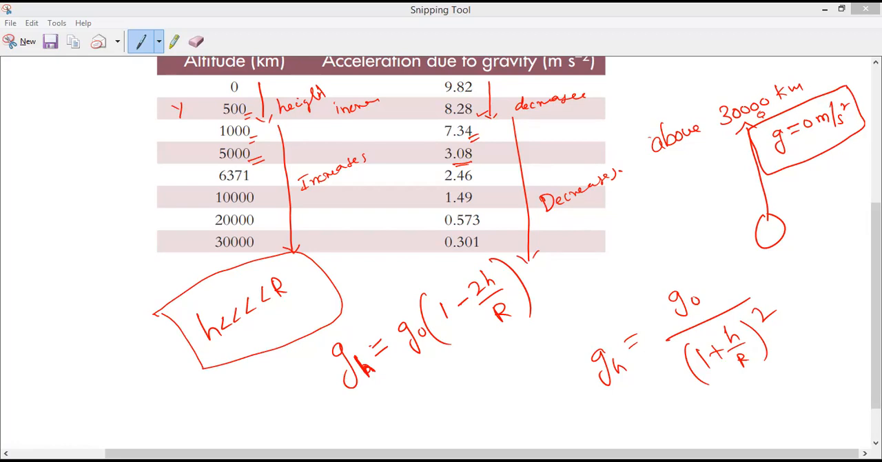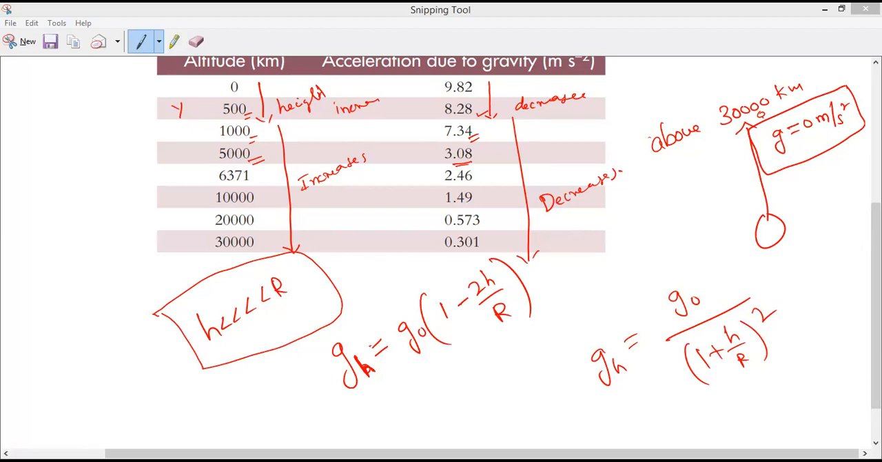Now, I want one help from you all. What is the formula for calculating the mass of a spherical object? Anybody can tell me using mathematics. Till now you studied only the mass of the Earth. What is the formula for calculating the mass of a spherical object?